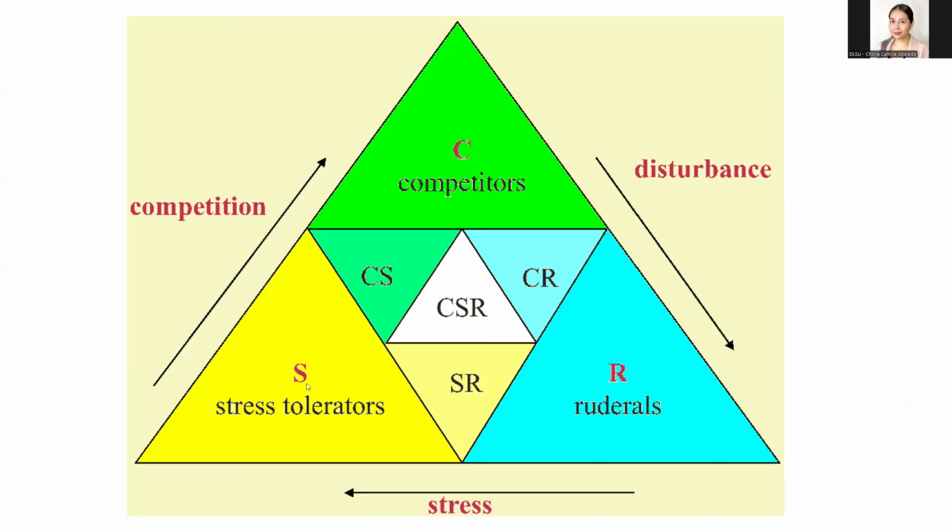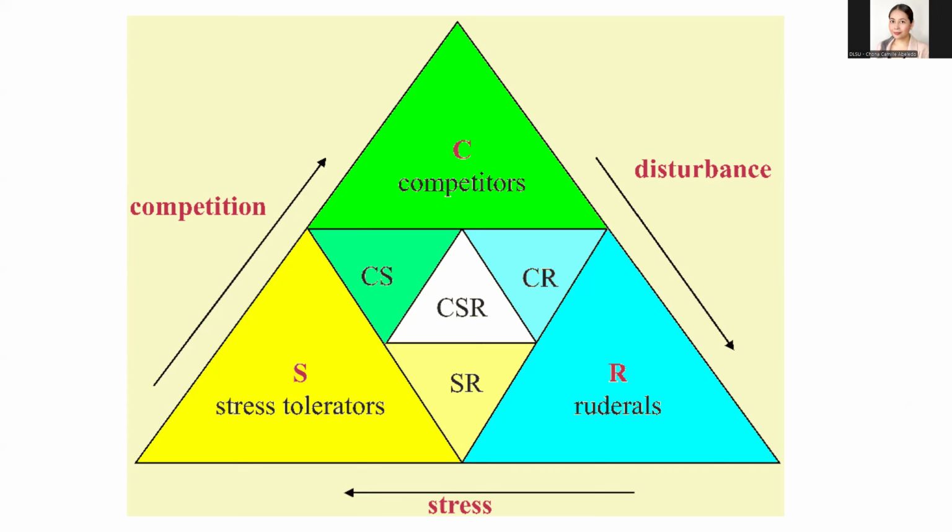And then you have your stress tolerant strategy, or your S strategists. You find them in environments with high stress, so extreme temperatures, nutrient poor soils, but low disturbance, walang ibang organism. So they grow slowly, they have long lifespans, and they allocate resources to survival rather than rapid growth. Examples of these would be cacti in deserts, so cactus, lichens on rocks, and alpine plants, yung nasa peak ng mountains.